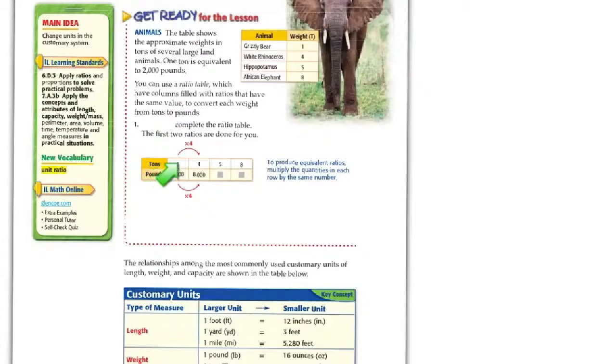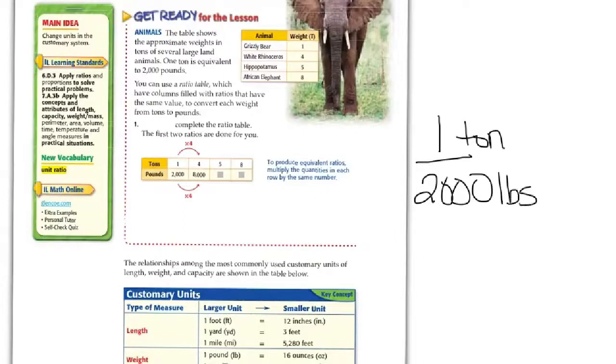The first two ratios are done for you. So you can see that 1 ton is 2,000 pounds. 4 tons is 8,000 pounds. Well, what about 5 and what about 8? In order to do that, we should make equivalent ratios and try to figure it out. So if I know that 1 ton equals 2,000 pounds, it's always important when we're doing measurement conversions to put the labels on so that you can keep things straight. Then you would write an equivalent ratio over here.